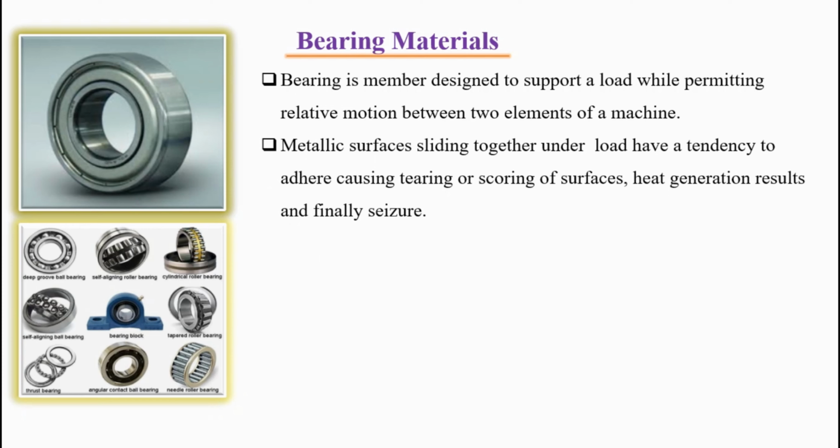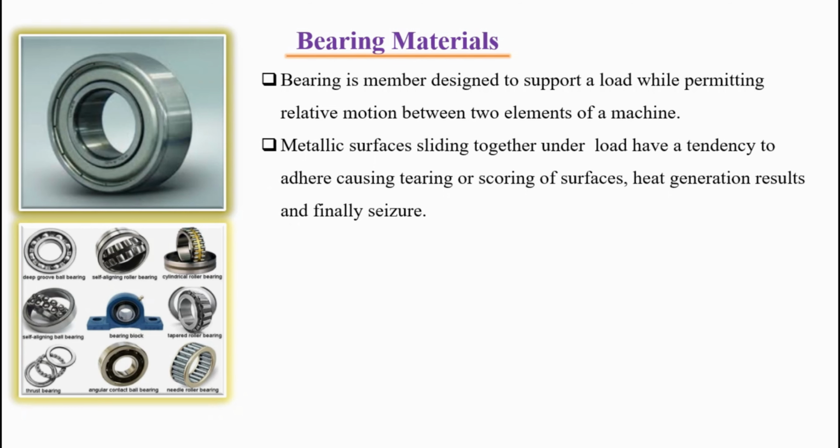The next point: metallic surfaces sliding together under load have a tendency to adhere, causing tearing or scoring of surfaces. Heat generation results, and finally seizure. Whatever the sliding contact or sliding pairs, there may be a possibility of the materials adhering to each other firmly, because there is friction and high heat generation also. To eliminate that problem, we need to design these bearing materials, or we need to use this bearing.